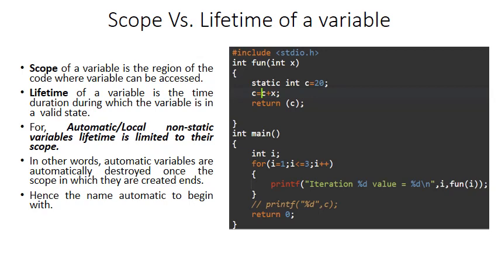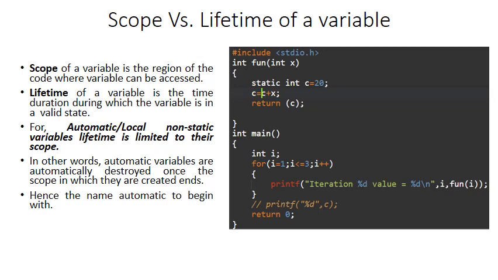The loop executes 3 times. Within the for loop we have a printf statement, "iteration %d value equal to %d", i comma fun(i), which will be executed 3 times, and the value of i will be passed to a function named fun. Inside the function fun we have a static variable c which is initialized as 20. We know that static variables retain their value between function calls. Within the function fun, we increment the static variable c each time with the argument passed to fun, and that resultant value is returned by the function.